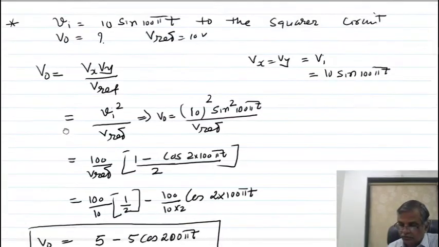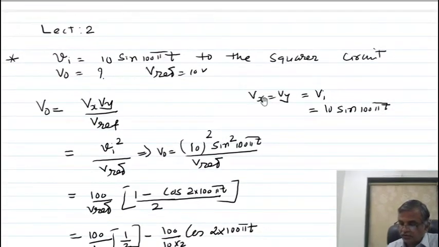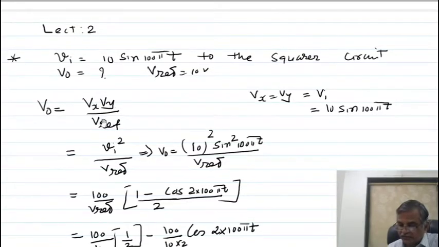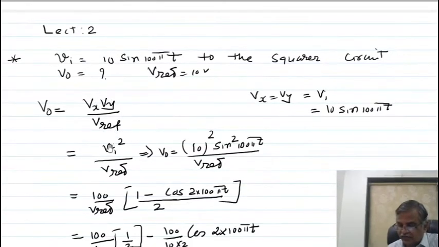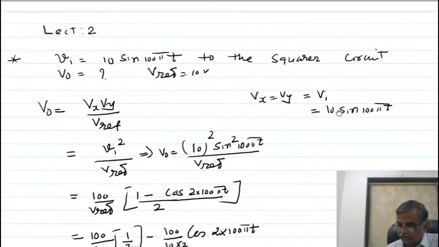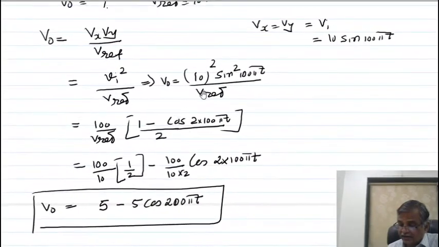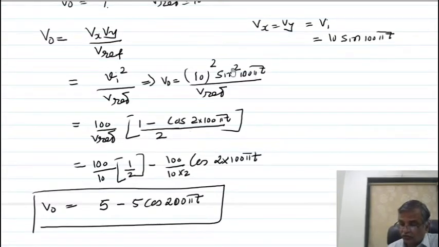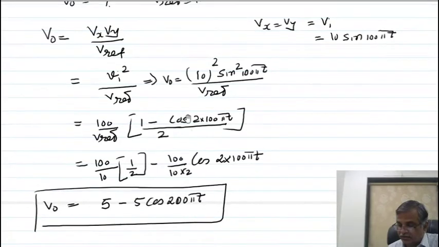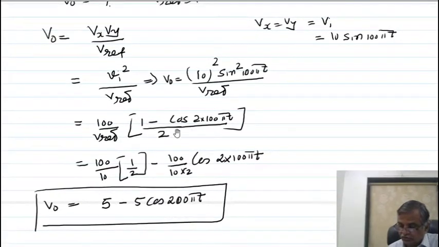This value you have given to the input. You know in the squarer Vx and Vy are short circuited, and it is given to Vi. So I am writing Vi here: Vx Vy upon V reference, Vi into Vi, Vi square. So my output voltage, with Vi equal to 10 sine 100 pi t, by putting this value I can write like this: 100 upon V reference into sine square omega t, which is 1 minus cos 2 omega t by 2. If you simplify, you will get like this.